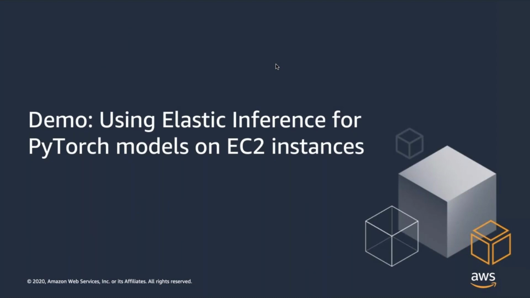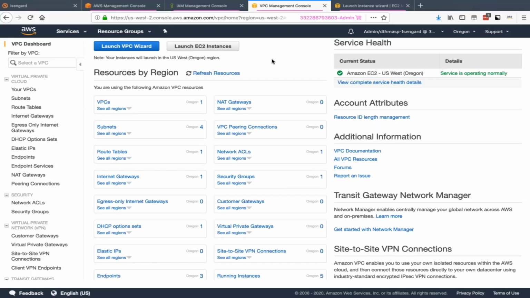Next, we'll do another demo, second part, that shows using Elastic Inference for PyTorch models on EC2 instances directly. Elastic Inference uses VPC endpoints to privately connect the instance in your VPC with the associated Elastic Inference Accelerator that you attach to it. So before you can get started, you need to create a VPC endpoint for Elastic Inference before you can launch instances with accelerators. This needs to be done just one time per VPC. But without the setup, your instances can't connect to Elastic Inference.